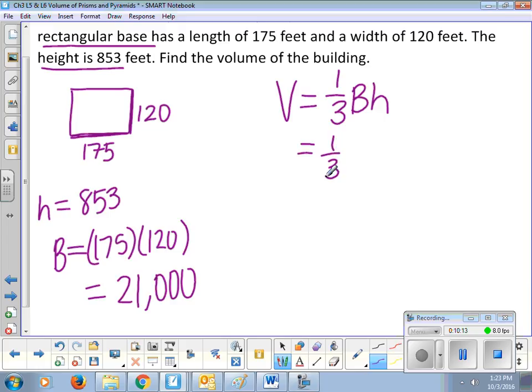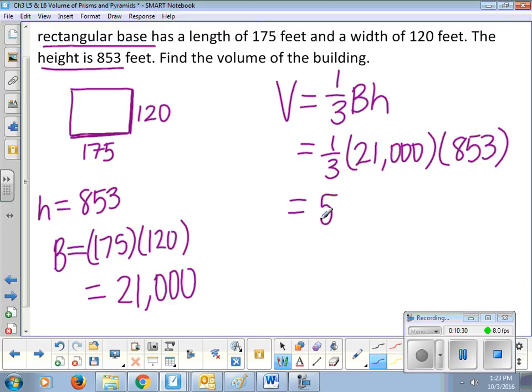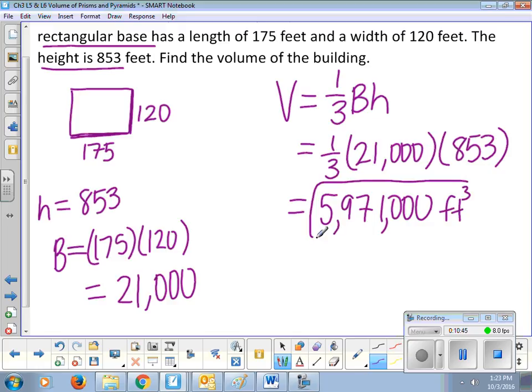So I plug that into my formula for pyramid. It's always 1/3 area of the base times the height. Bring down my 1/3, fill in my capital B, which is 21,000, and my height is 853. 21,000 times 853, and then divide by 3 to get 5,971,000, and our units are cubic feet or feet cubed.